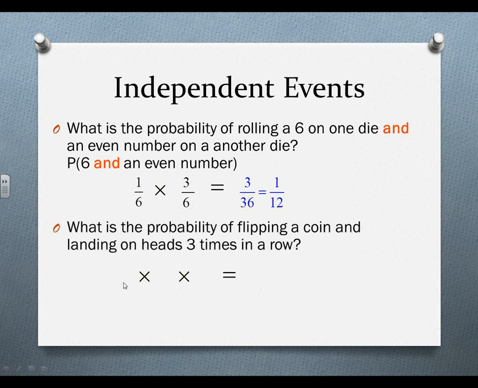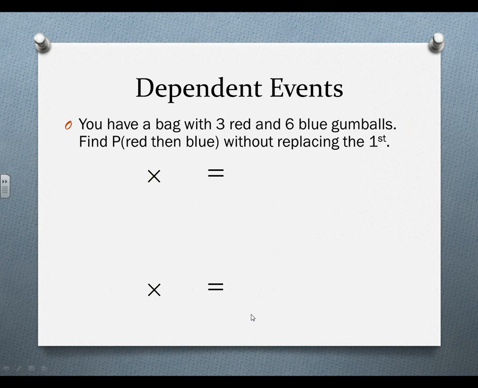Okay, another example. What is the probability of flipping a coin and landing on heads 3 times in a row? So if I flip a coin, it has two sides, one of which is heads. So the probability of getting a head is 1/2. And then if I want another head, it's 1/2. And I want another head, it's 1/2. So the probability of landing heads 3 times in a row is 1/8. Okay? Those are independent events that we just did.